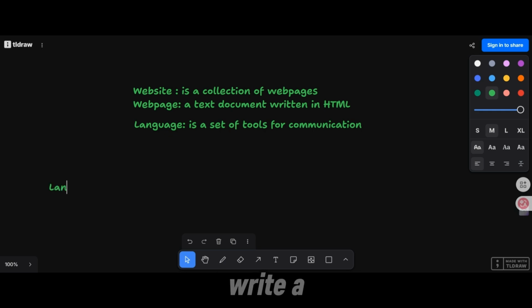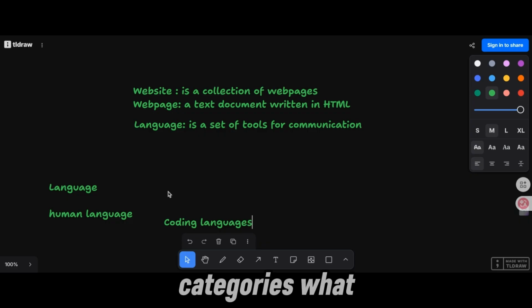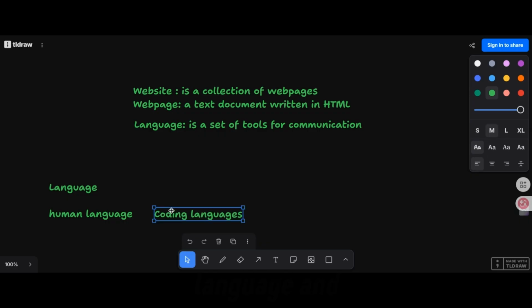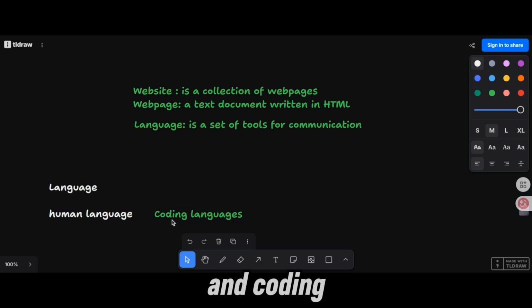So the easiest, foremost, higher level categorization would be: first we'll write language, then we'll go to human languages like English, Urdu, and other languages. So these are human languages. After that, we move to coding languages. See, these are two categories. What is the parent category? It's language. And what are the child categories? These are human languages and coding languages.